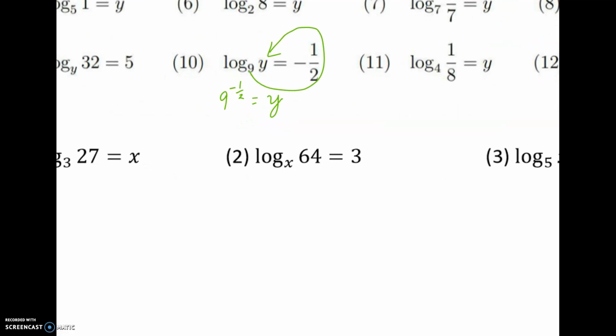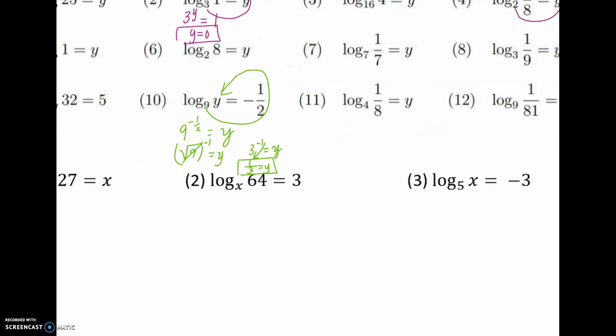Okay, this is fine. So in this case, we're going to take it out of exponent and turn it into a radical. So this becomes the square root of 9 to the negative 1 power equals y. What is the square root of 9? Well, it's a perfect square. It's 3. So I have 3 to the negative 1 power equals y, but I can't leave a negative exponent. So we move it to the bottom, and 1/3 equals y.